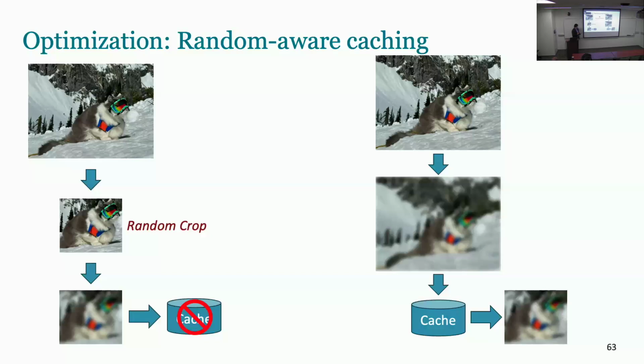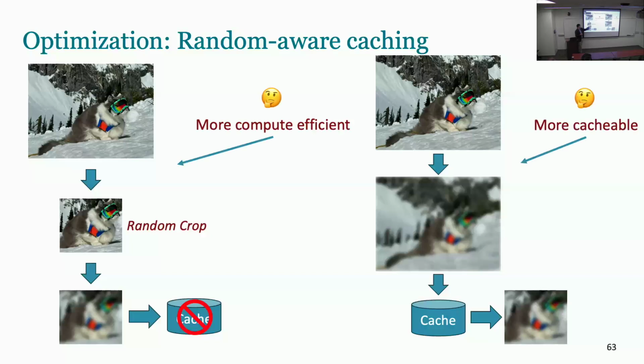This introduces a few challenges, as you can see, because the version on the left is more compute efficient, as we saw in the previous slide, where we do this crop first. But the version on the right is more cacheable, right? Because we cache this very expensive blur operator. So there's no one right answer here. The execution plan that is best really depends on all these different factors.